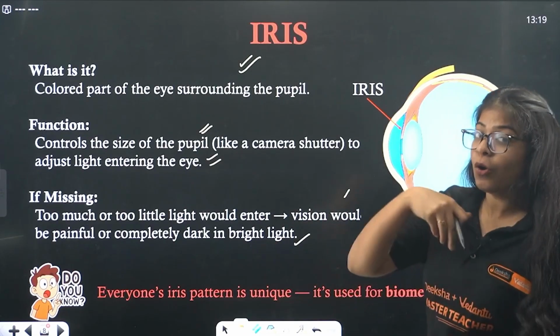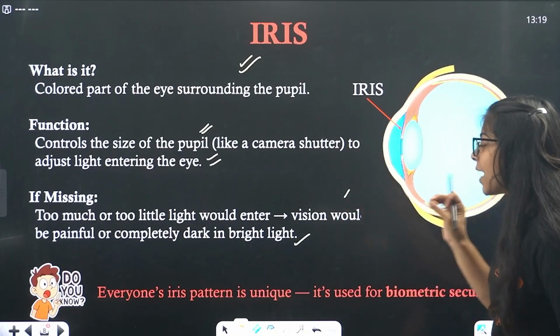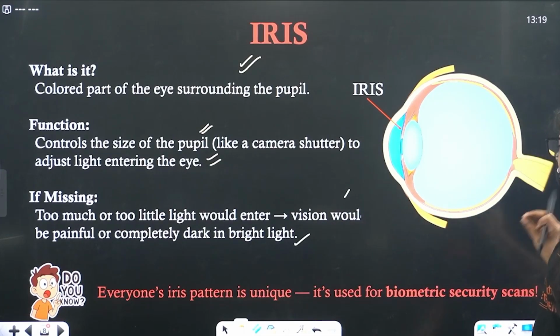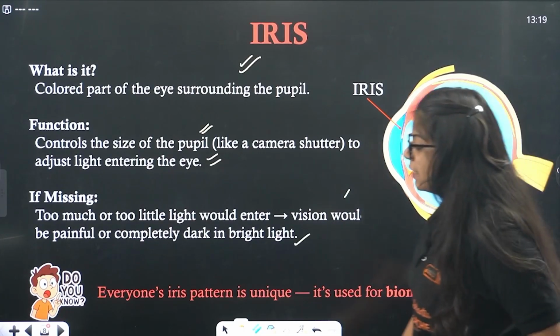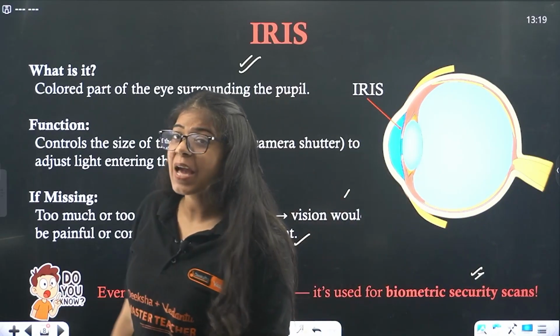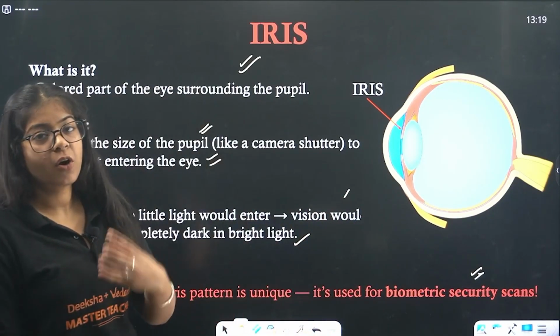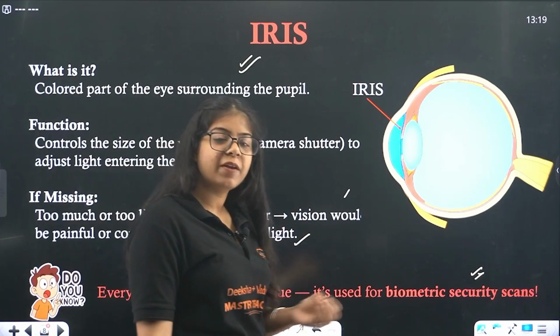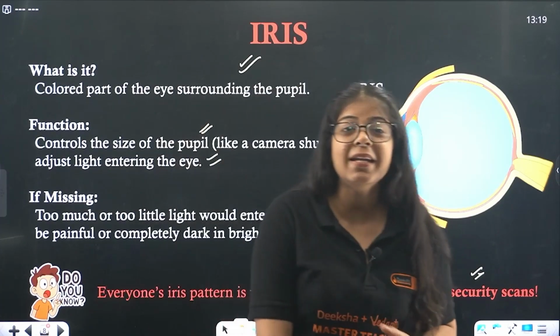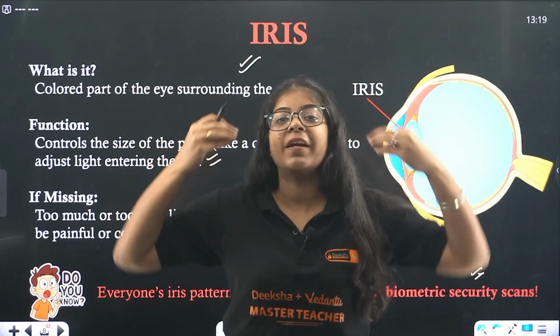Okay, we have a Do You Know section. Everyone's iris pattern is unique. It is used for biometric security scans. Just as every person on this planet has different fingerprints, every person has a different eye print as well.